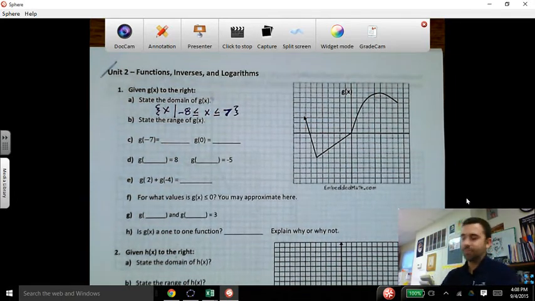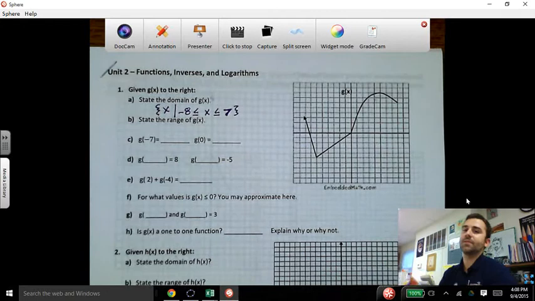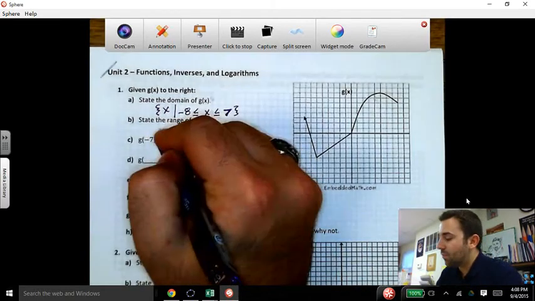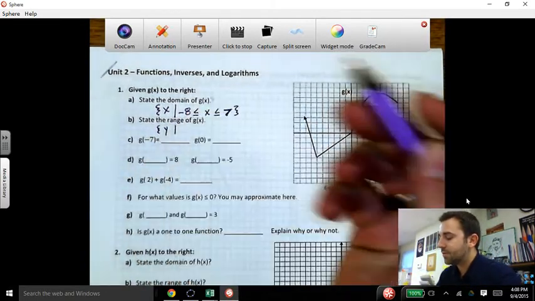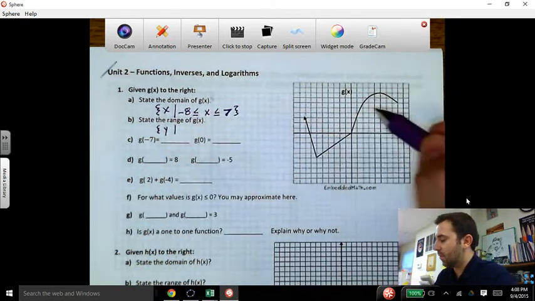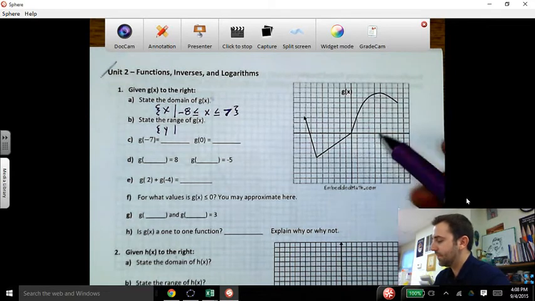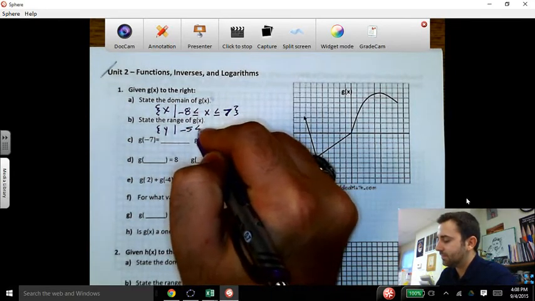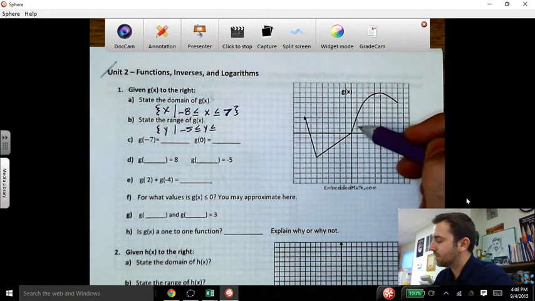And so we would just express it that x is between -8 and 7 using an inequality. We would do the same for the range, but instead of using the x values, we would define it as the y values. So the range is defined as y such that y is between -5 and +8.